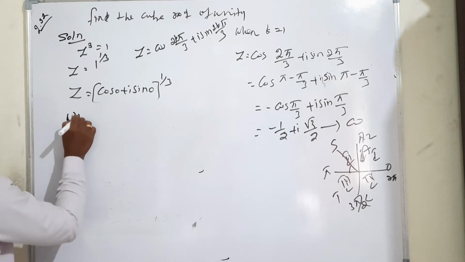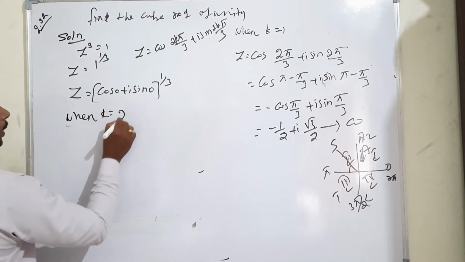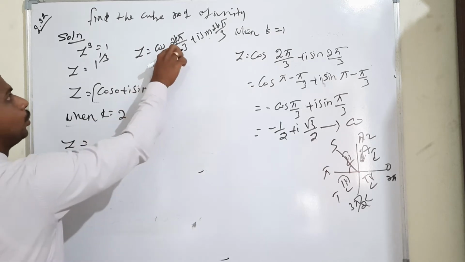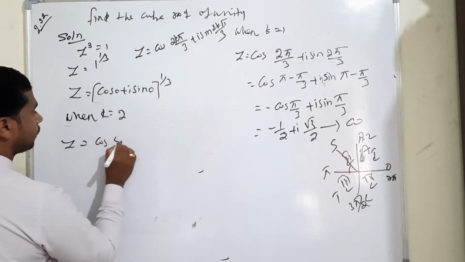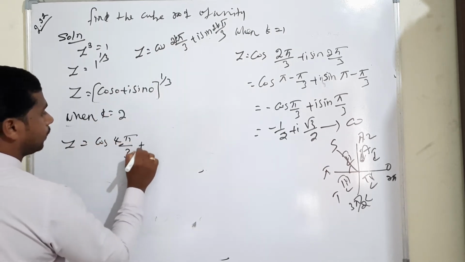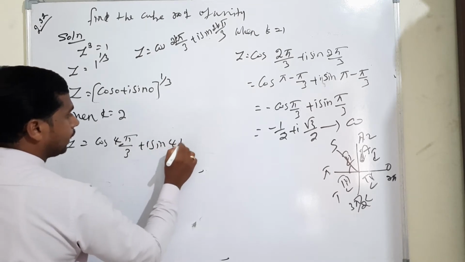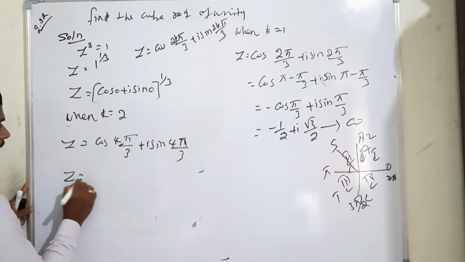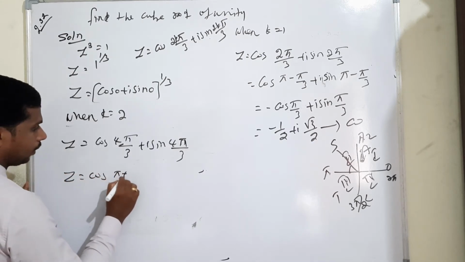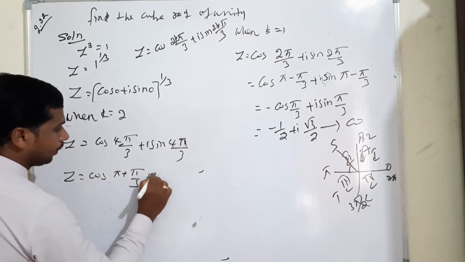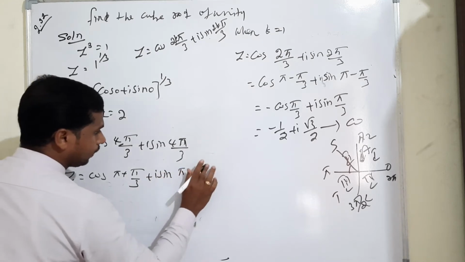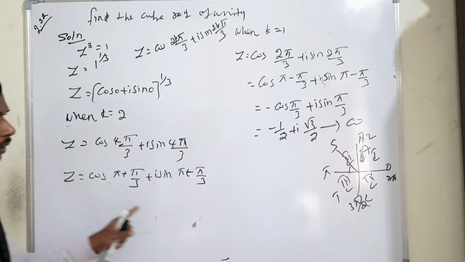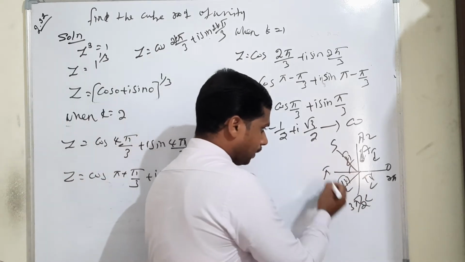Then when k is equal to 2, what will happen? K is equal to 2 means 2 into 2, 4. So therefore cos 4 pi by 3 plus I sin 4 pi by 3. How to split it? Z is equal to cos 3 pi by 3 plus pi by 3... definitely it lies on third quadrant.